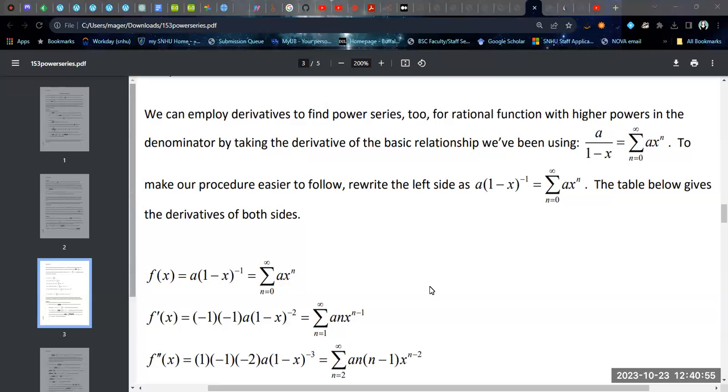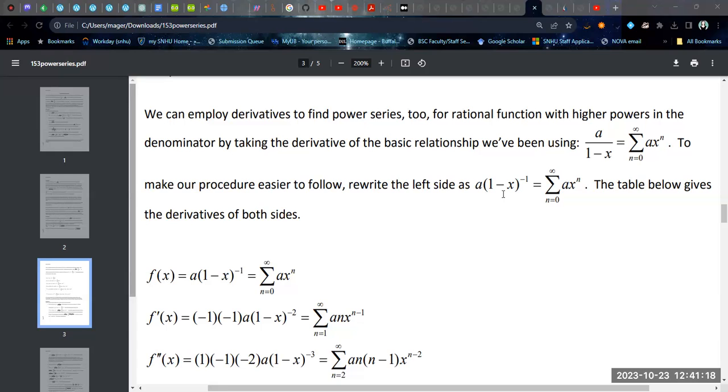Now, in this video, we're going to look at how to tackle more complex rational expressions and converting them into power series. And the way that we're going to do that is by looking at derivatives of our original geometric series formula. So let's look at our original formula. We've got a over 1 minus x, and that's equal to our power series.